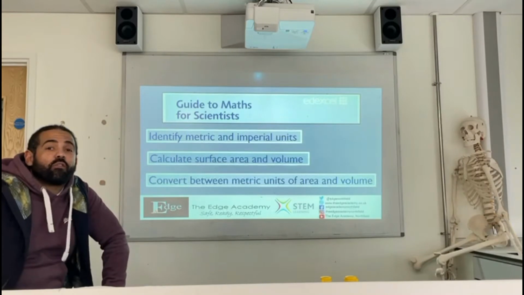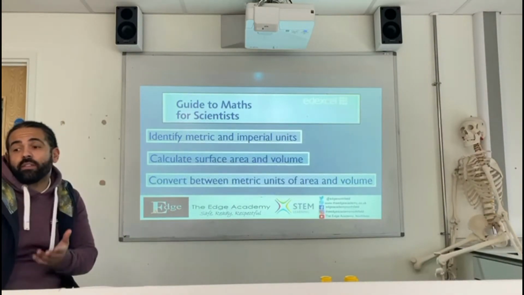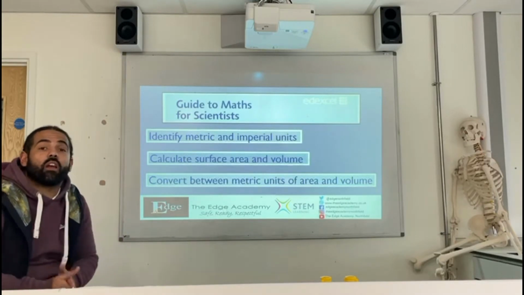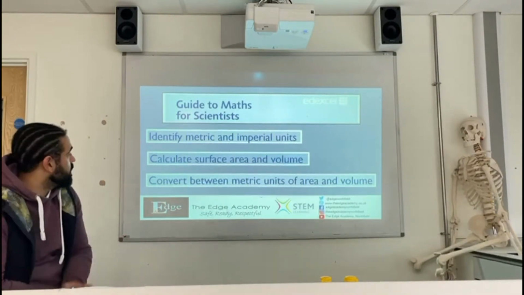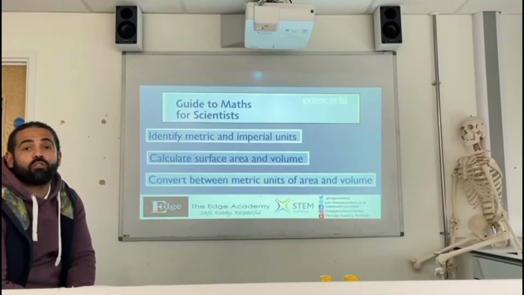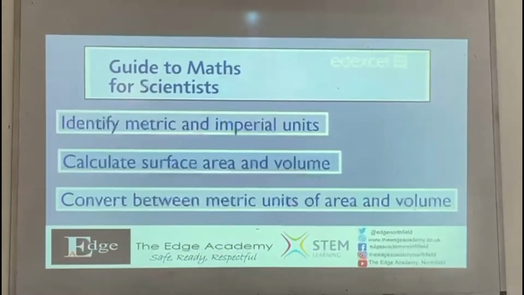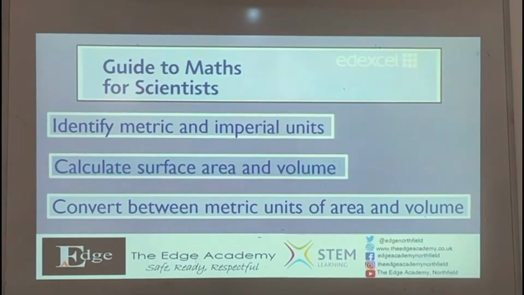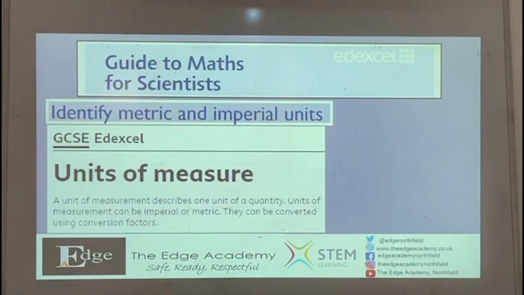This is the Key Stage 4 lockdown lesson for science, and today we're going to be looking at a guide for maths for scientists. We have 3 learning objectives that we need to do, which are displayed now. First one, we need to identify metric and imperial units. Second one, we need to calculate surface area and volume. And finally, we need to convert between metric units of area and volume.